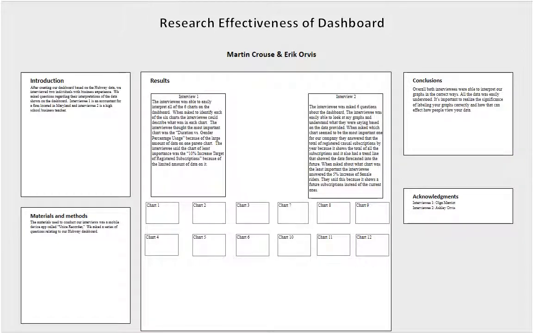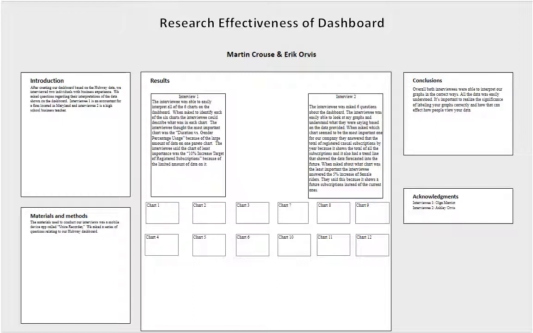Research Effectiveness of Dashboard by Martin Krause and Eric Orvis. This is an overview of our entire dashboard project. We have our introduction, materials and methods used, results, conclusions, and then acknowledgements.